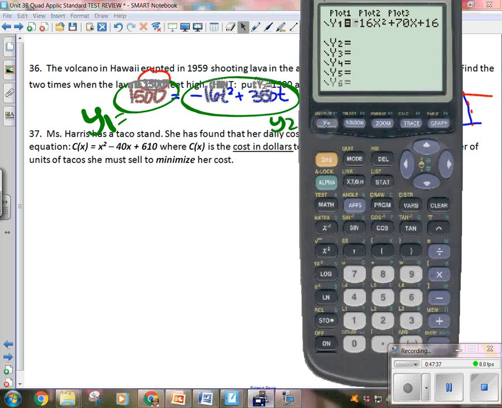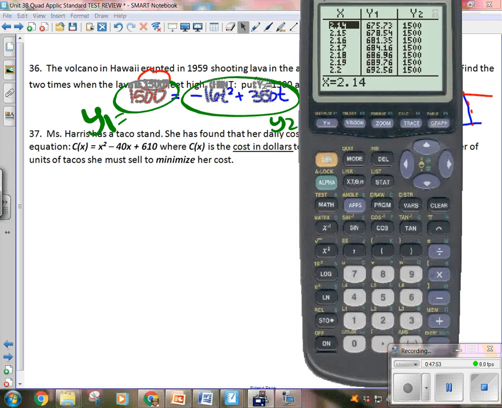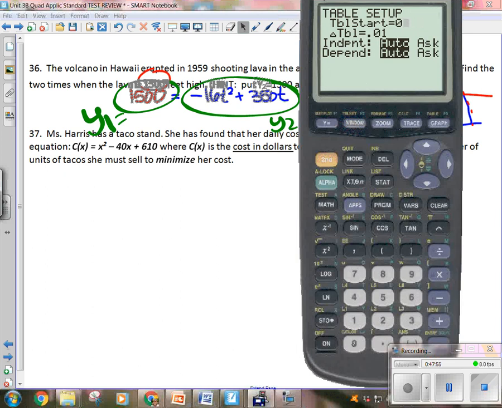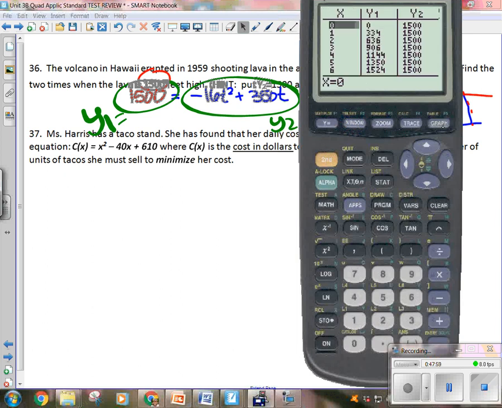So I'm actually going to type it in first. So clear, negative 16x squared plus 350x, okay? And my other answer is 1,500. Now, I'm just going to look at my table because it gives me some good ideas. I need to change it back to start at 0 and change by 1s. That's at least going to give me the big picture.